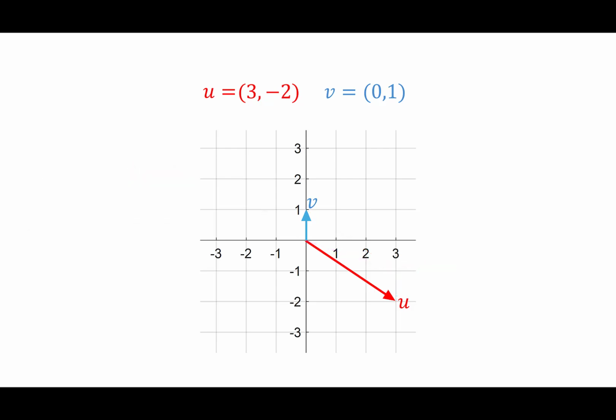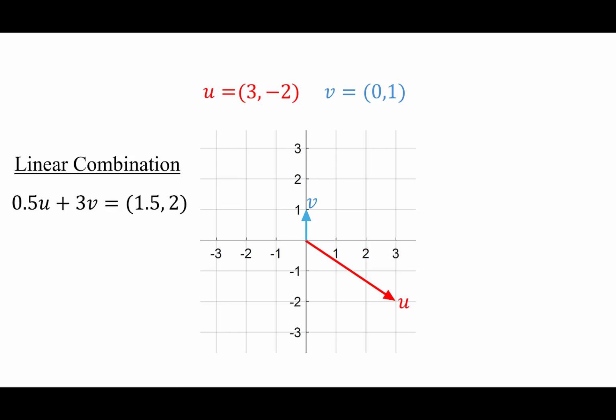Whenever we scale and add vectors together, we call that a linear combination of those vectors. So one example would be scaling the vector u by 0.5, scaling the vector v by 3, and then adding them together. Right? So you can imagine scaling each vector like we did before, then adding them together, right? Add the corresponding elements. In this case, we'd get the vector 1.5, 2.